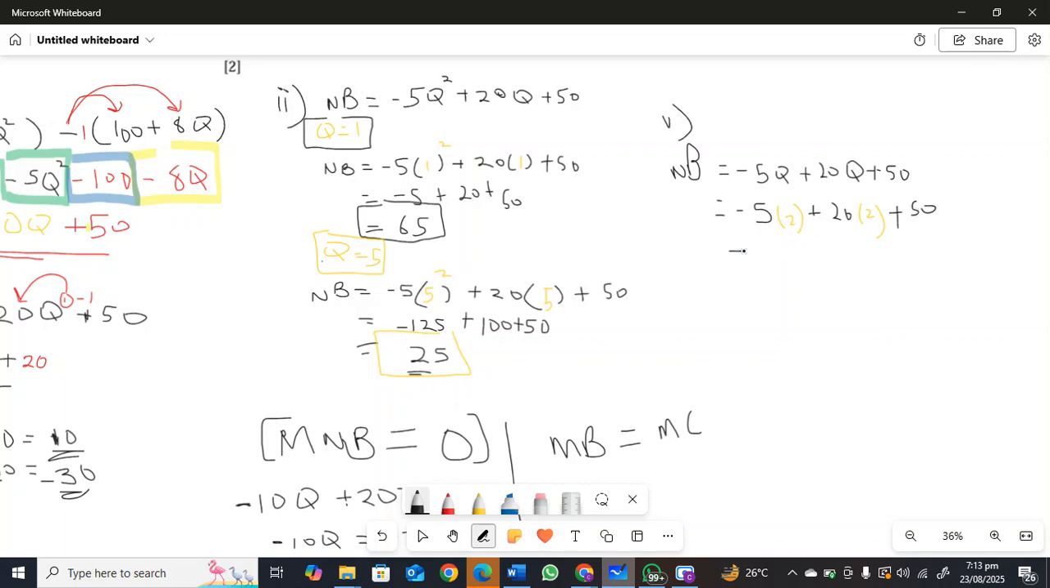Negative 5 times 2, that's negative 10. Negative 10 plus 2 times 20, that is 40. So negative 10 plus 40, that is 30. 30 plus 50, that is 80. So our net benefits are 80.